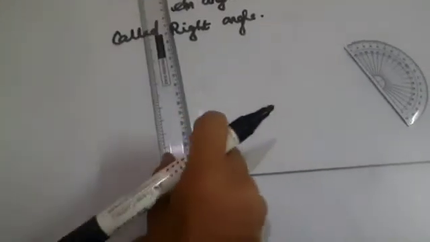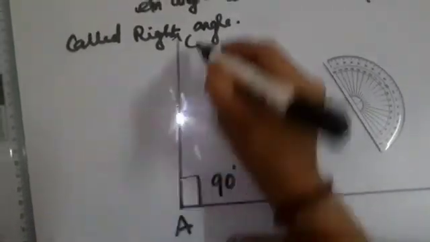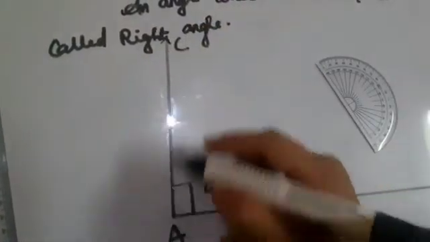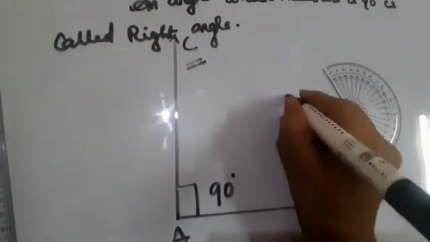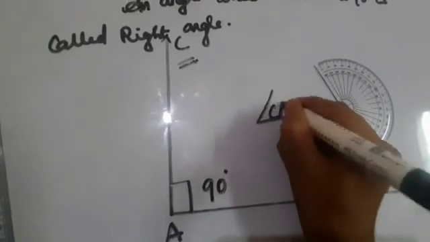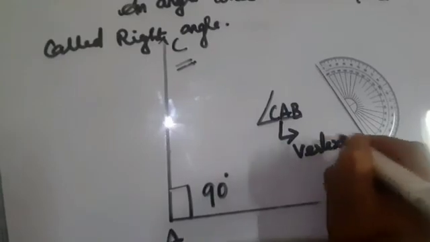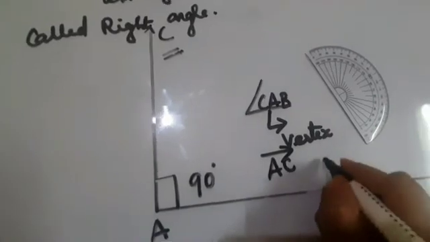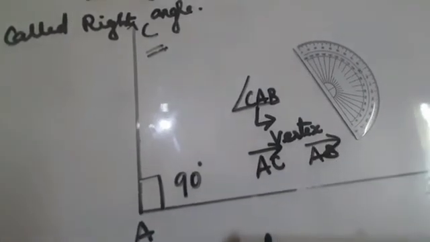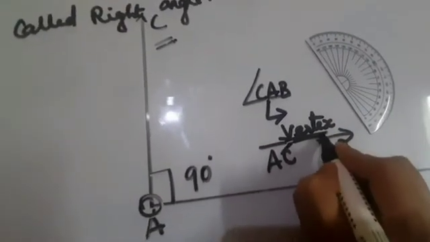Then you have to remove the protractor. Then using the ruler, you have to draw the straight line. See here, now I have marked the point here and I have drawn the straight line and I have named the line as C. Now the angle formed is CAB, and A is the vertex. A is the vertex, and AC is one side and AB is another side. They meet at the common point and the common point is called the vertex.